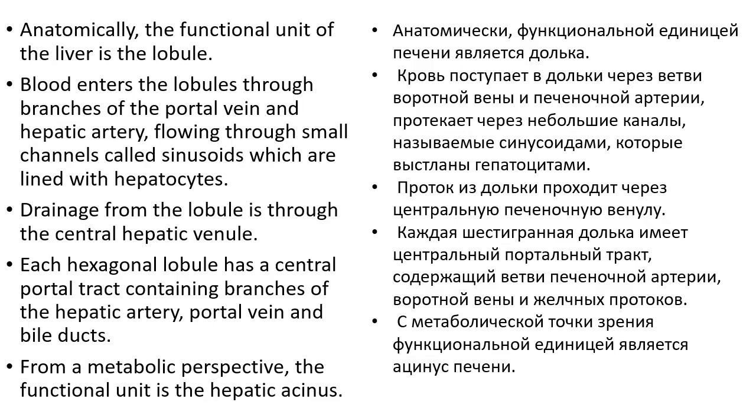Anatomically, the functional unit of the liver is a lobule. Blood enters the lobule through branches of the portal vein and hepatic artery, flowing through small channels called sinusoids, which are aligned with the hepatocytes. Drainage from the lobule is through the central hepatic vein. Each hexagonal lobule has portal tracts containing branches of the hepatic artery, portal vein, and bile ducts. From a metabolic perspective, the functional unit is the hepatic acinus.